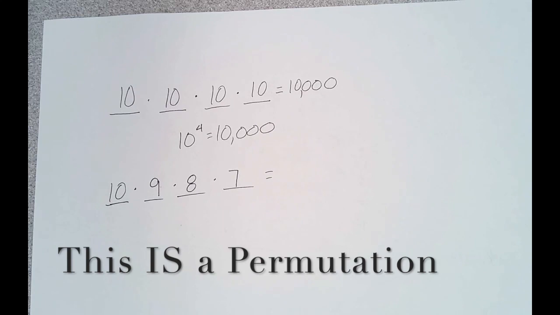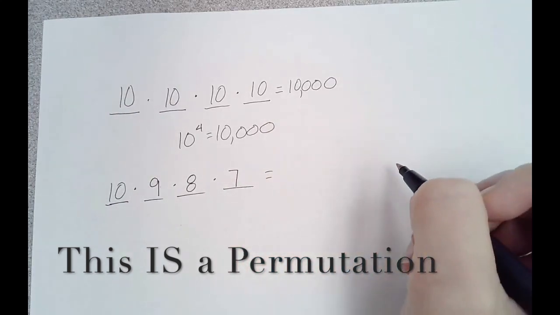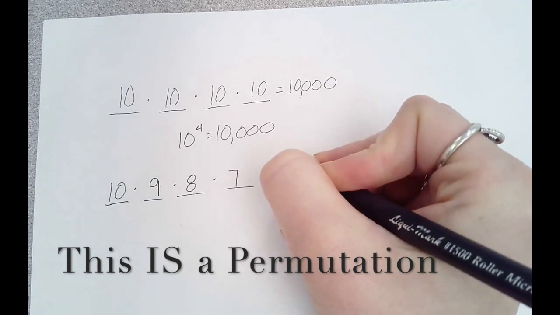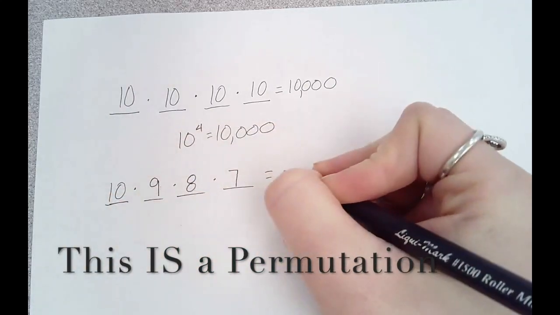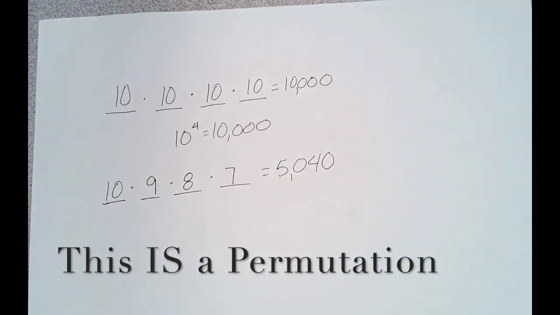It looks kind of like a factorial, but it's not quite the same because we stopped at 7. We didn't go all the way down to 1. And so it's just a little bit different. And this is what is called a permutation. That gives us 5,040 options when we multiply those together.